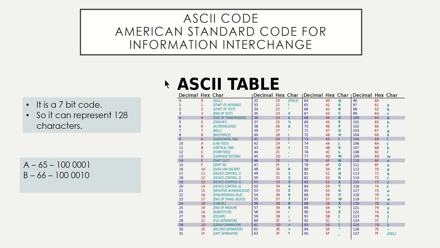So the first alphanumeric code that we are going to understand is ASCII code. So what is the full form of ASCII? You must have heard of the ASCII character. ASCII is nothing but American Standard Code for Information Interchange.